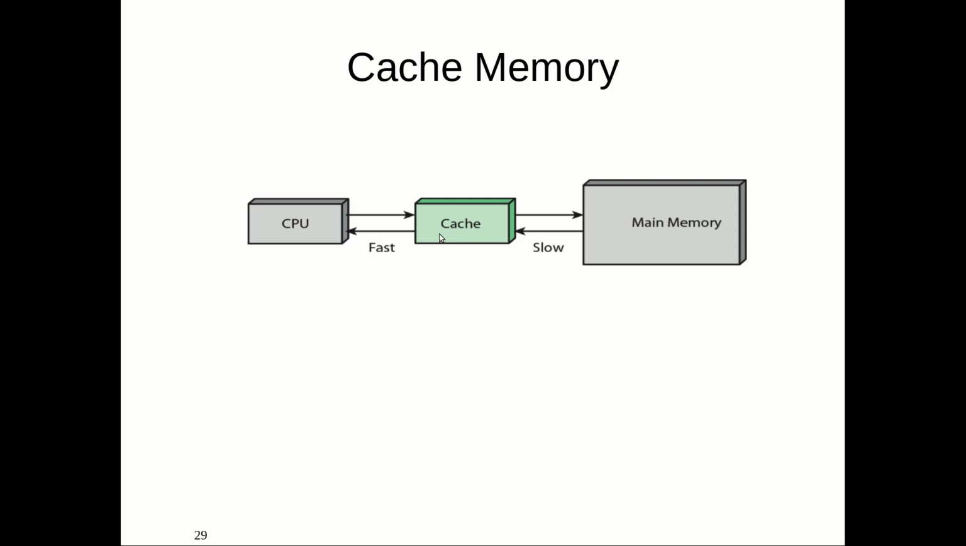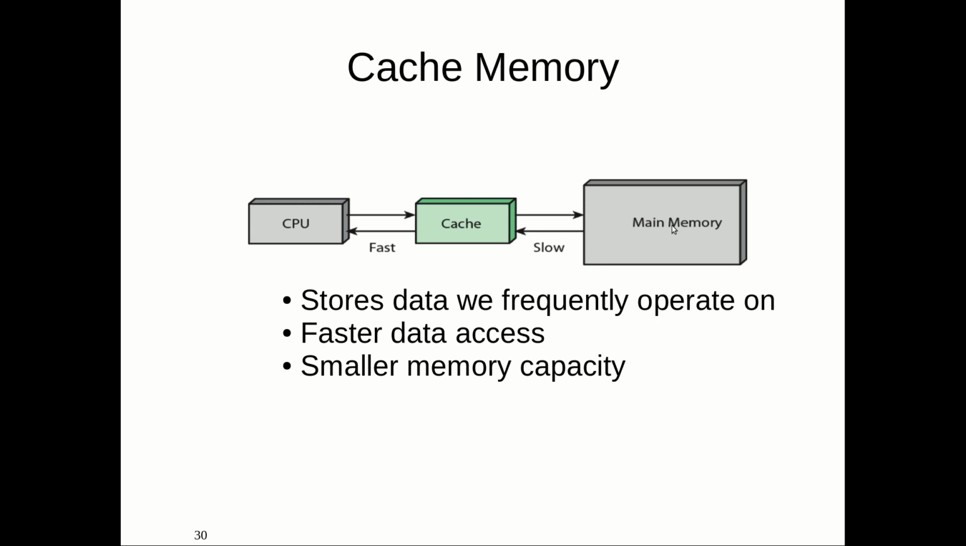So here's how cache memories work. The CPU has a very fast connection to this intermediate memory cache that hides the latency to the main memory. Then we have a relatively slow link between the cache and the main memory. This cache memory stores data that we frequently operate on. It has faster data access, but also smaller memory capacity. Those are the important things.